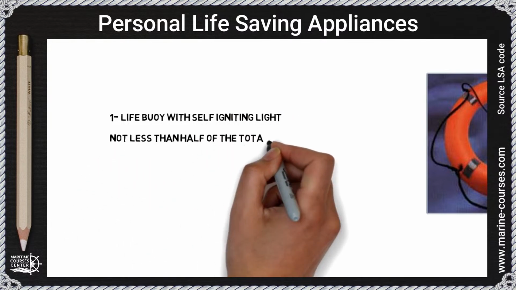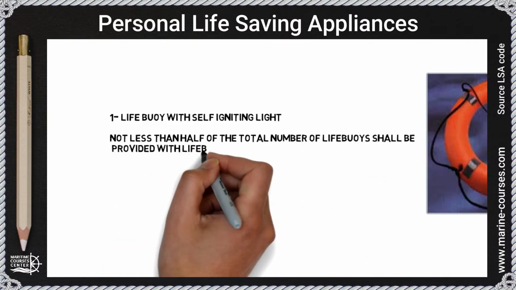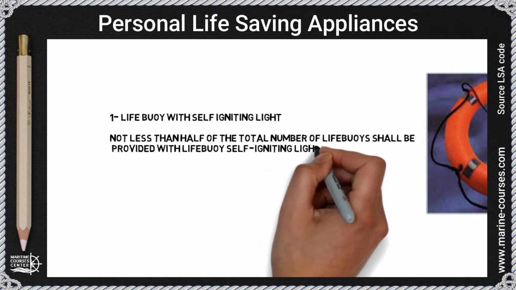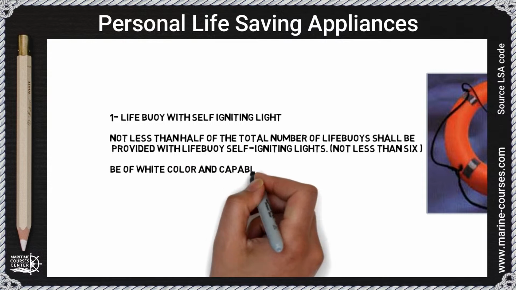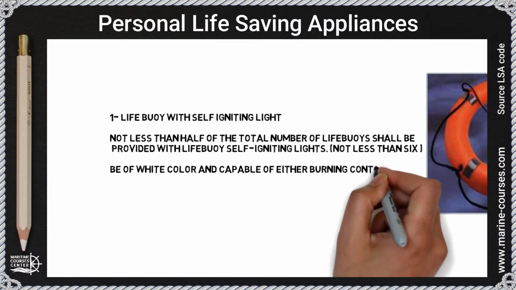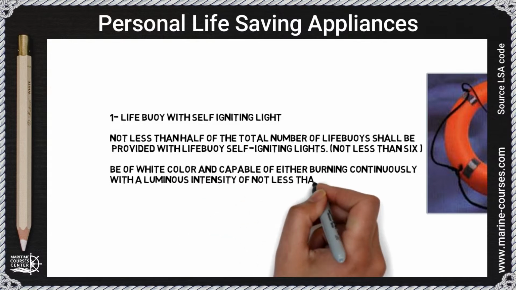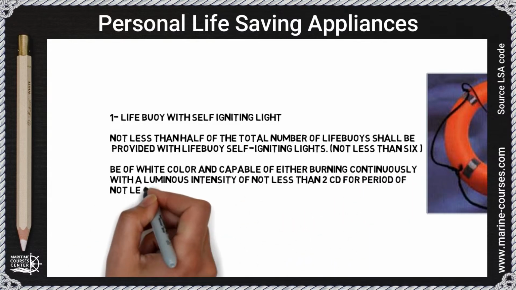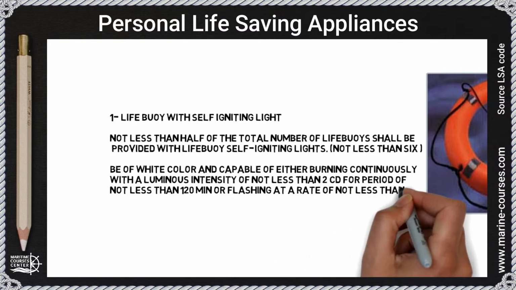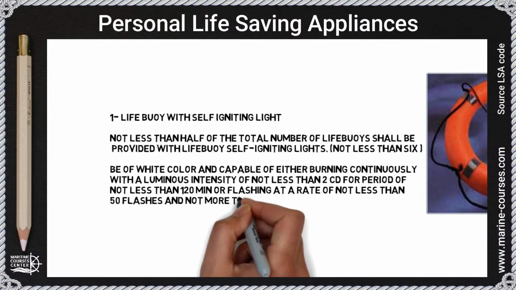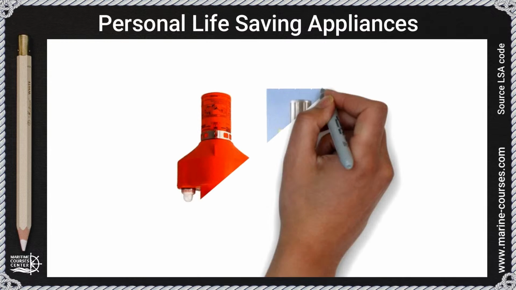Not less than half of the total number of life buoys shall be provided with self-igniting lights. The light must be white in color and capable of running continuously with a luminous intensity of not less than 2 candelas for a period of not less than 120 minutes, and a flashing rate of not less than 50 flashes, from 50 to 70 per minute.